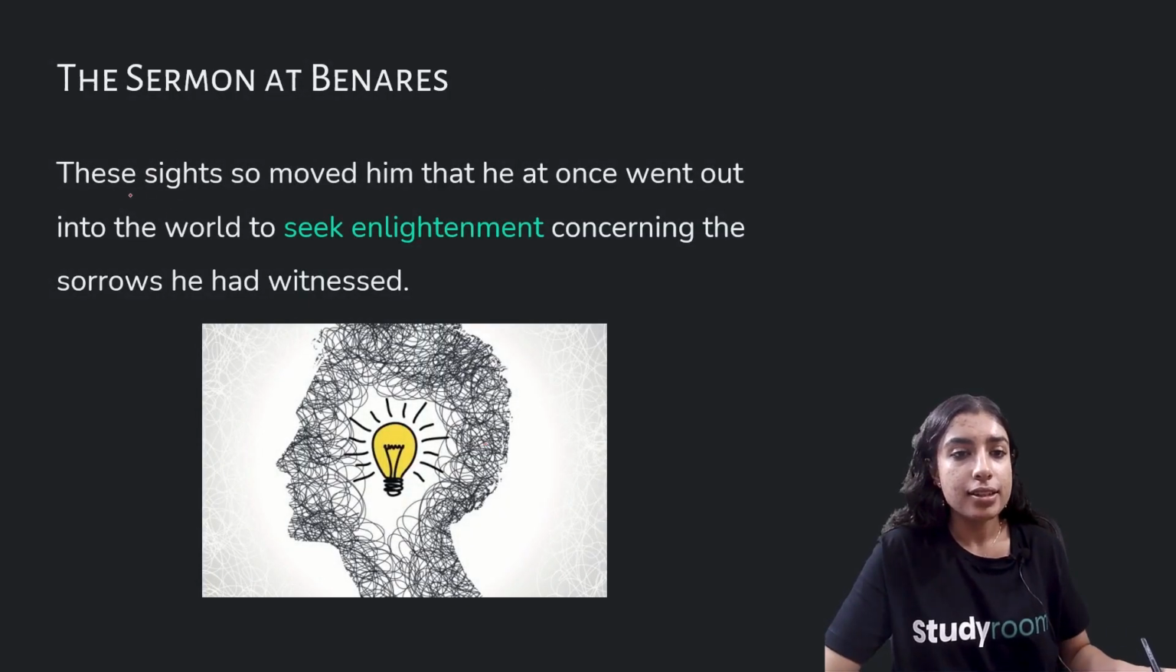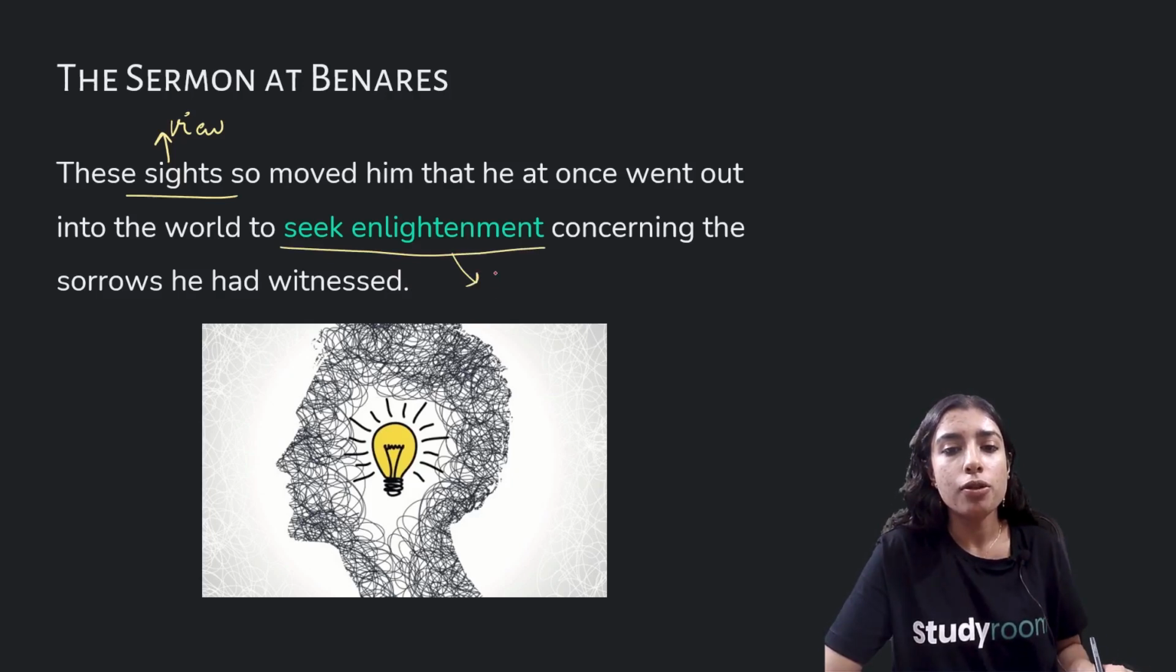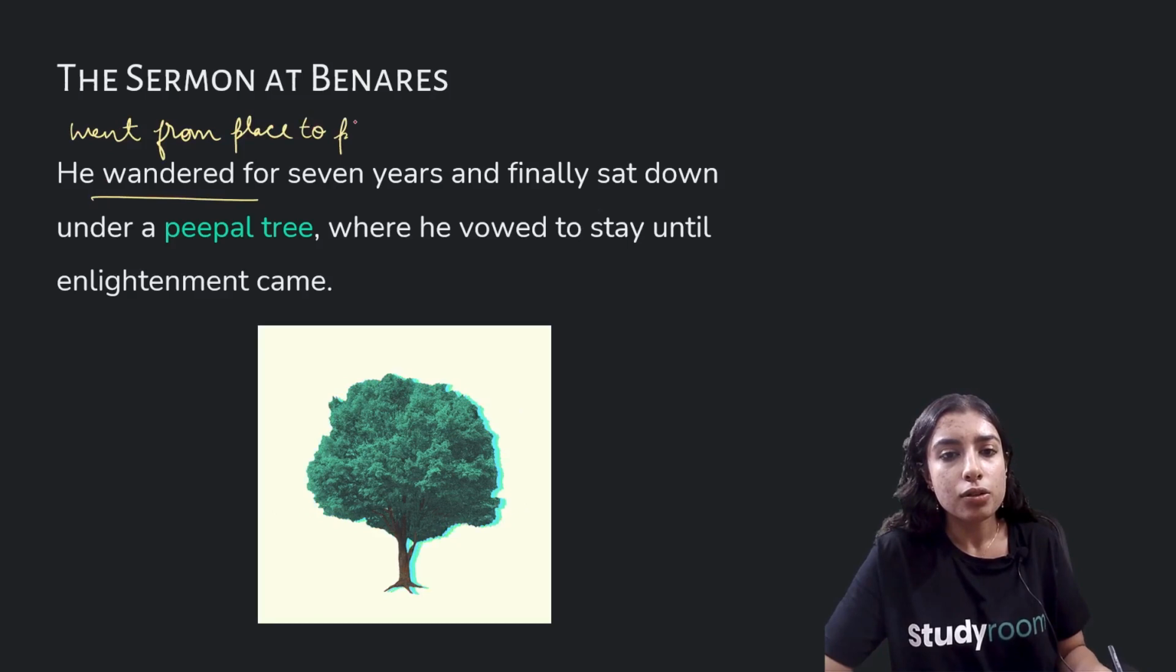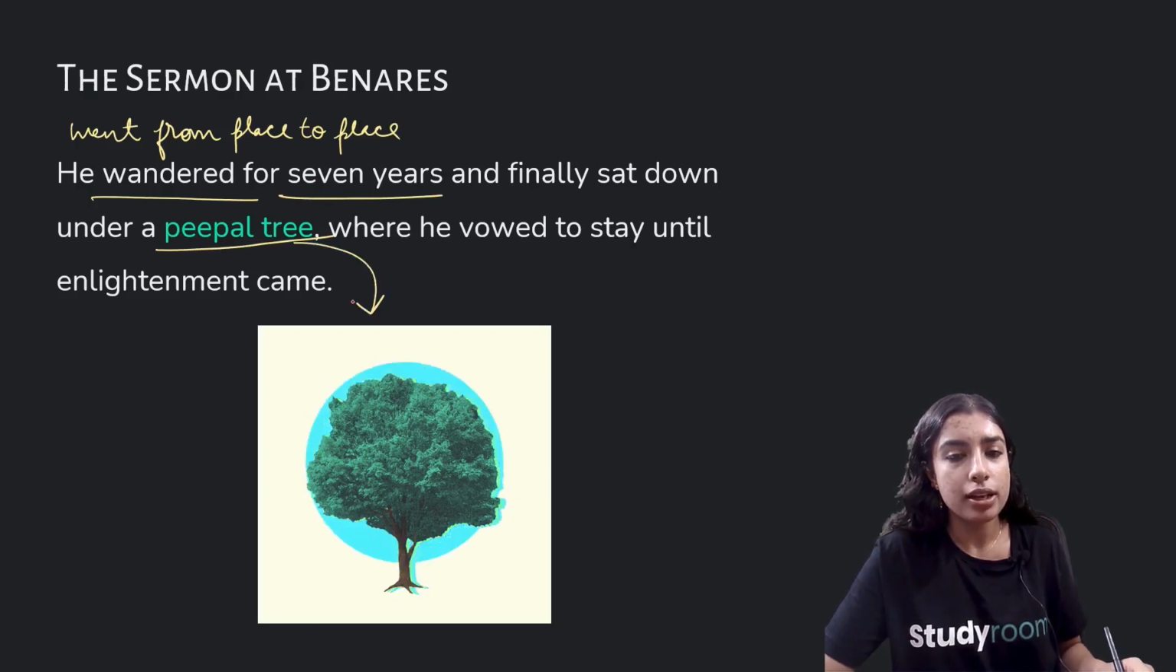These sights, that is, the sight of the aged, of the monk begging for alms, as well as that of a funeral, moved him so much that he at once went out into the world to seek enlightenment concerning the sorrows he had witnessed. So, he wanted to gain a certain form of being. After coming across all of these sufferings and sorrows, he wandered, that is, he went from place to place for 7 years and finally sat down under a peepal tree. You can see that this is what a peepal tree looks like. It is under a peepal tree that he vowed to stay until enlightenment came. Vowed is a certain kind of promise.